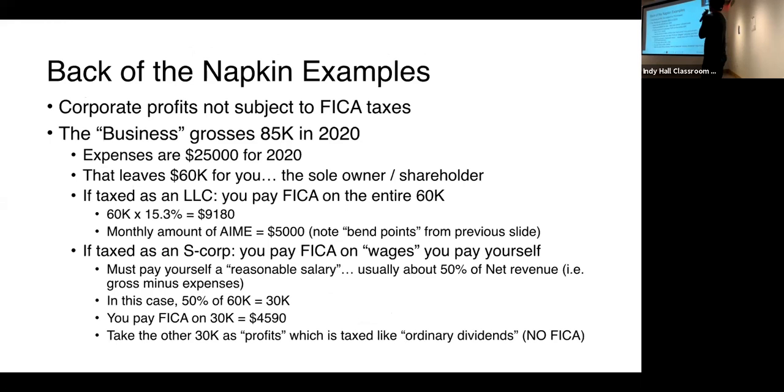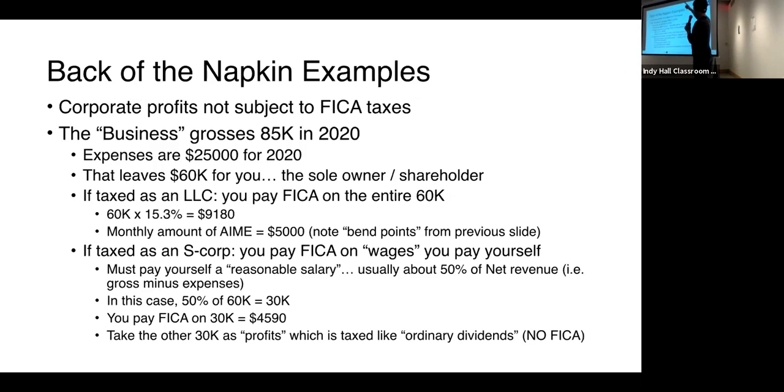So corporate profits are not subject to FICA taxes. Let's just say a hypothetical example. You gross $85,000 this upcoming year. How would that affect you? Your deductible expenses for this year, let's just say they're $25,000. That leaves $60,000. If you're an LLC, you pay FICA tax, called self-employment tax, on that entire $60,000. So that's $9,180.